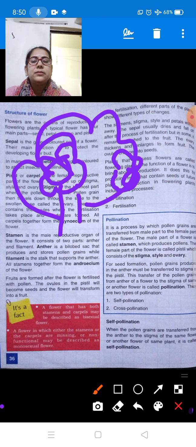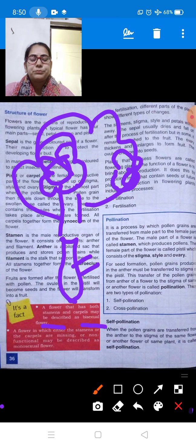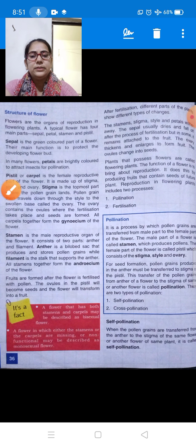Students, in the previous class I showed you a hibiscus flower. In that flower I showed you that the stamens were there, and the stigma, style, and ovary were also there in the same flower. Means in one flower the male reproductive part is also there, and the female reproductive part is also there. Such flowers are called bisexual flowers. You can see here bisexual flowers. So suppose this is a plant and in this flower the male reproductive part is present. This is the male reproductive part, and wait students, I am drawing again.